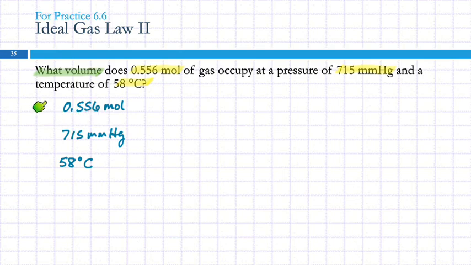So what is the variable, the letter for amount in moles? It's N. And this is the pressure, millimeters of mercury, so that's going to be capital P. And this is a temperature. And we are trying to find the volume.